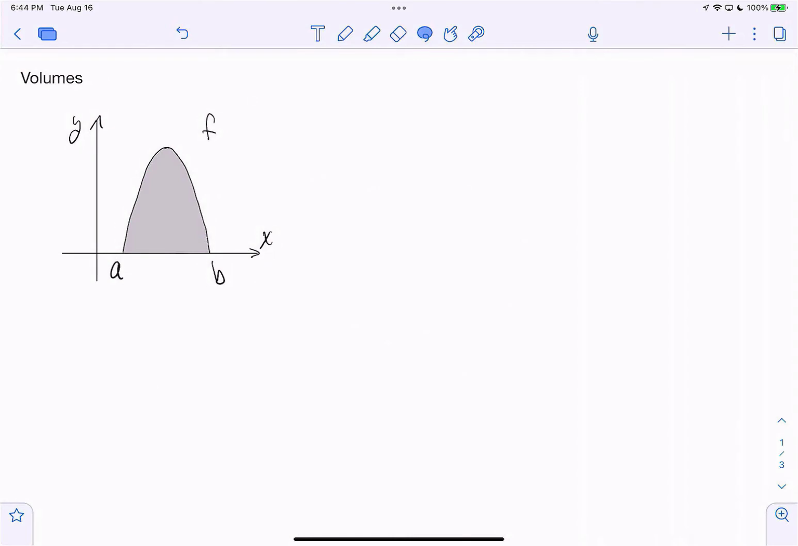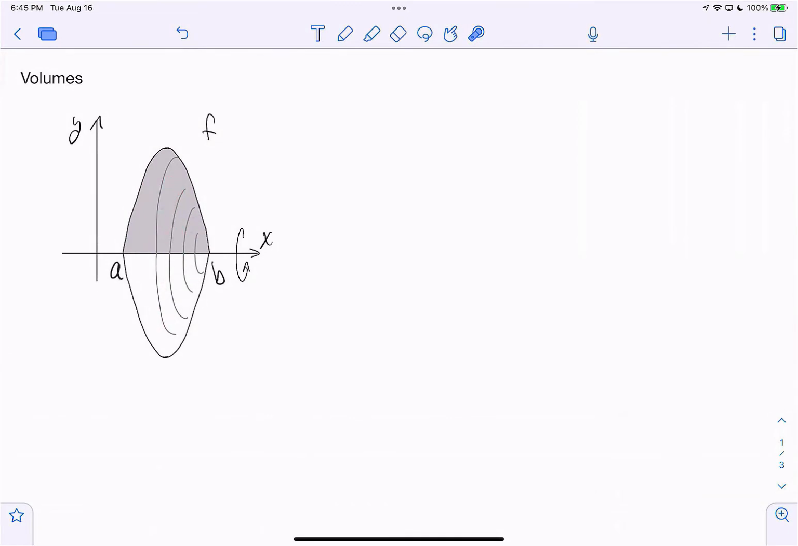As we turn our attention to volumes, we're going to consider what happens when we take a region in the plane, for instance, this region under the curve f, or between the curve f and the x-axis, from A to B, and rotate it about the x-axis. The result is something called a solid of revolution. So think about this as a 3D object that's kind of round here.